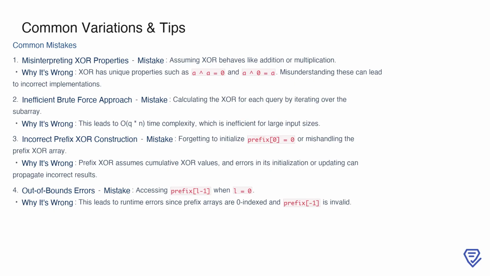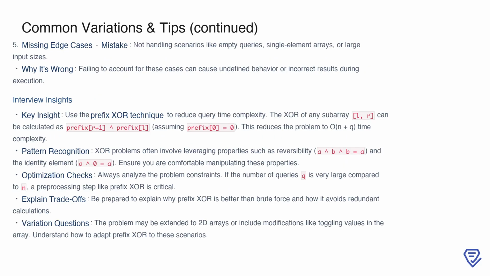Lastly, out-of-bounds errors, like accessing prefix[L-1] when L equals 0, can cause runtime issues. Since prefix arrays are zero-indexed, careful handling of indices is critical to avoid invalid access. Another pitfall is failing to address edge cases. For example, scenarios like empty queries, single-element arrays, or very large input sizes require careful consideration. Missing these cases can lead to undefined behavior or incorrect outputs.